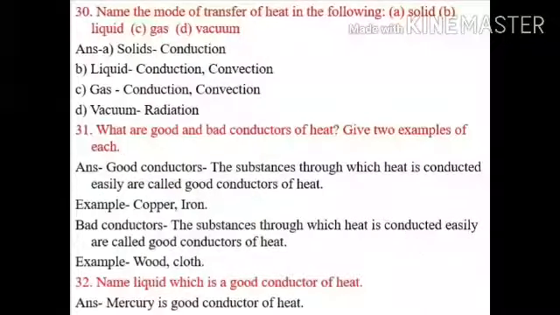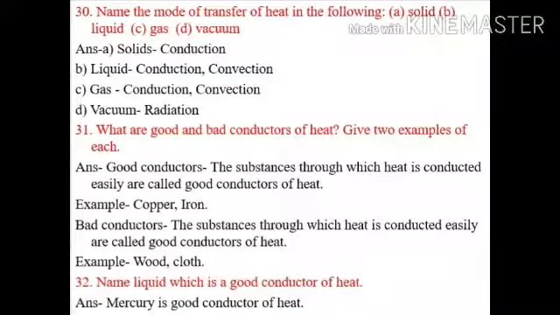Question number 30. Name the mode of transfer of heat in the following. A, solid, is transferred by conduction. B, liquid, by the processes of conduction and convection. C, gas, by conduction and convection. D, vacuum, by radiation.